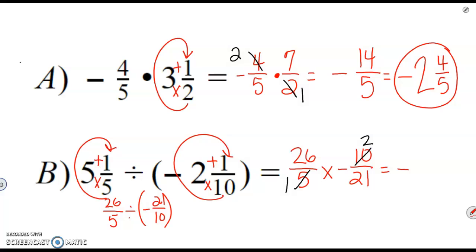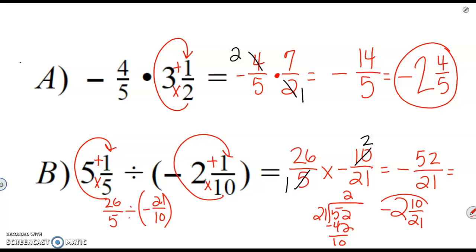26 times 2 is 52. 1 times 21 is 21. I divide 21 into 52. It goes twice with 10 left. So my answer is negative 2 and 10/21.